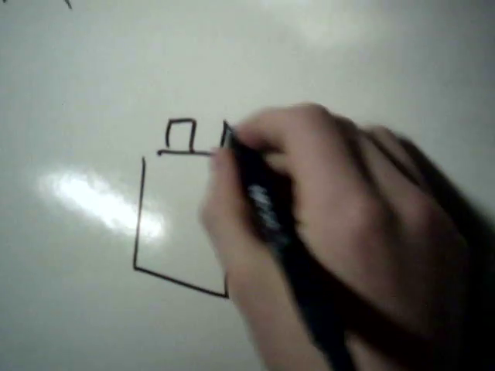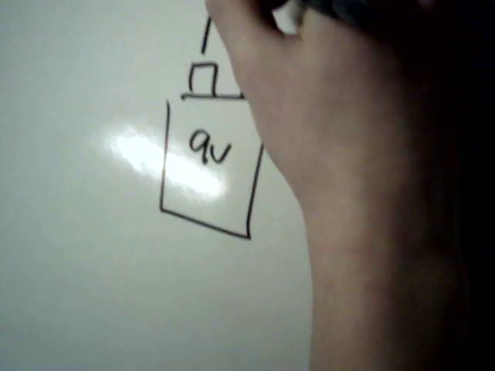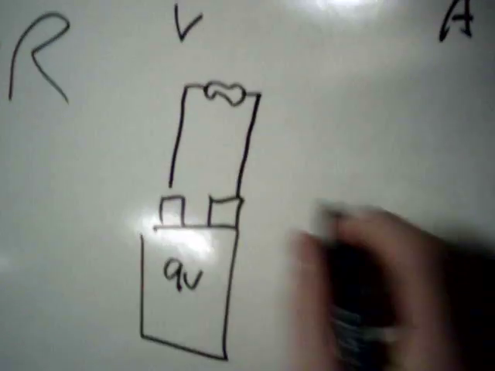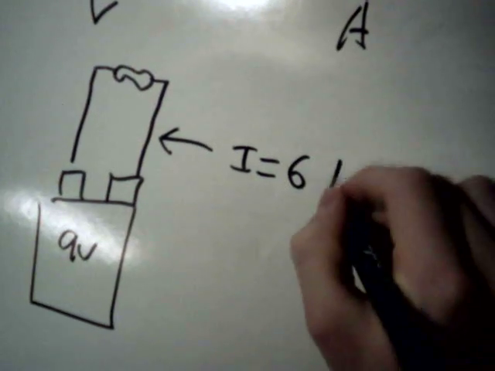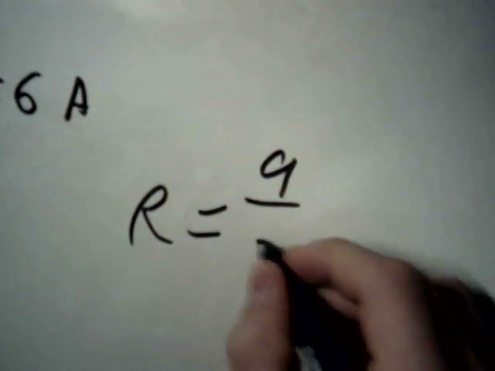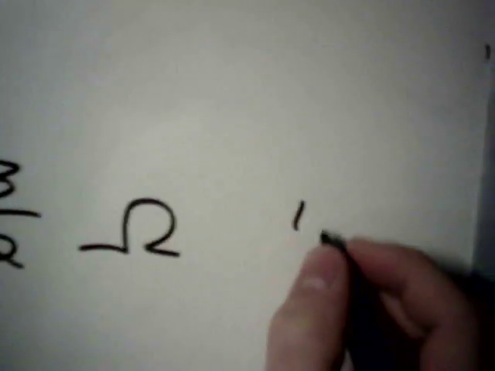So now that we know this, let's do something. Let's say I have a battery at 9 volts, and I have a wire and a resistor on the end of that wire. I receive a current of 6 amps, and I want to know what the resistance is. Now, if we look over here, resistance equals voltage divided by current. So, we get R equals 9 over 6, 3 over 2, 3 halves ohms, or 1.5, for those of you who don't like improper fractions.